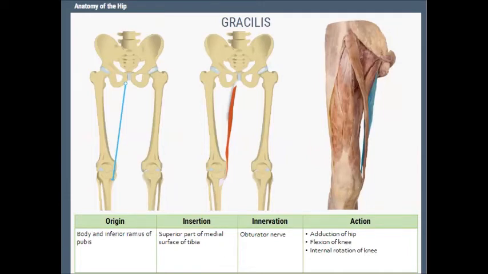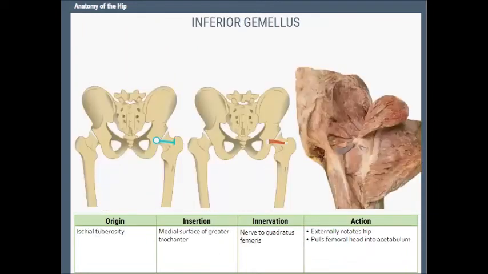Next ones are gemelli, inferior gemelli. Remember, this was from the deep compartment of the gluteal region. It originates from the ischial tuberosity and inserts on the medial surface of the greater trochanter. The nerve supply is the nerve to quadratus femoris. It externally rotates the hip and pulls the femoral head into the acetabulum. This small one is gemelli. Next is obturator externus.